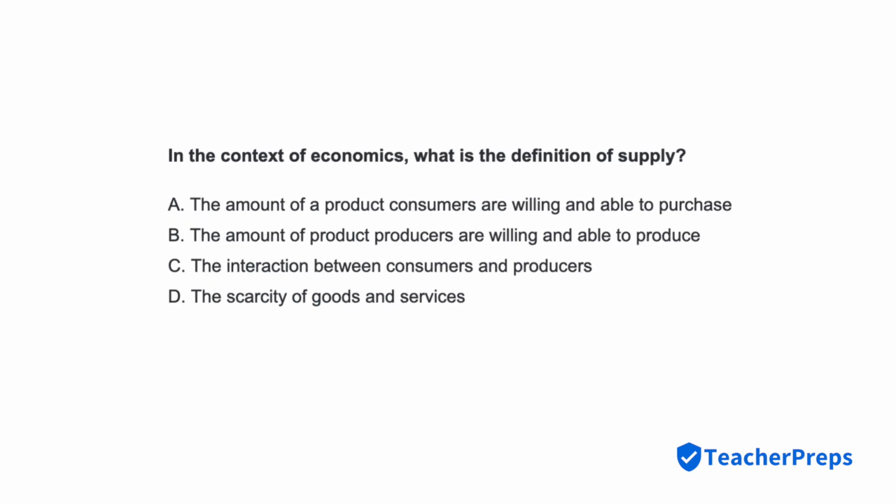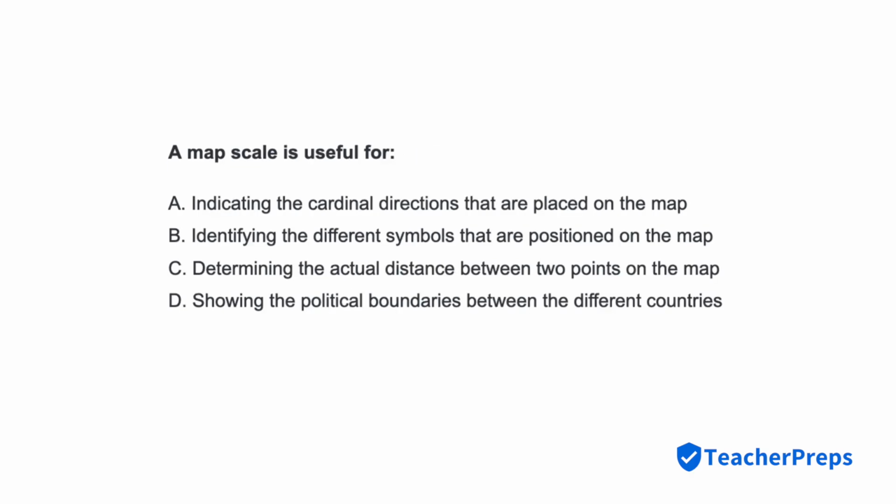In the context of economics, what is the definition of supply? Correct response, letter B. The amount of product producers are willing and able to produce. A map scale is useful for. Correct response is letter C. Determining the actual distance between 2 points on the map.